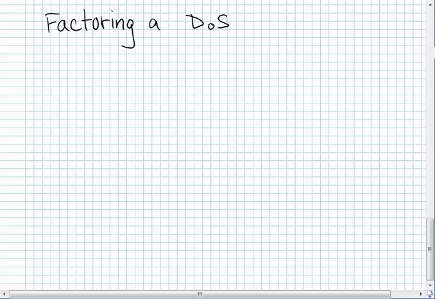The easy part this time is actually factoring a difference of squares, which is what DoS stands for. Anyways, so here we go.